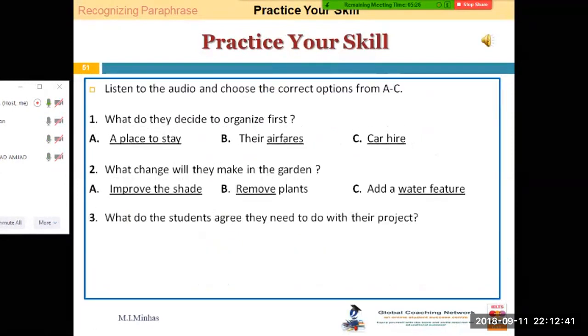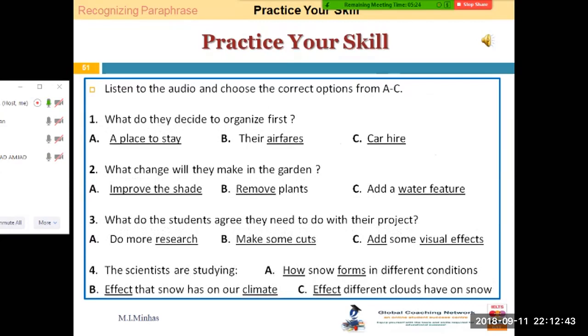So here is an exercise for you. Listen to the audio and choose the correct options. Again, MCQs. Amjad, you will see a lot of MCQs here. Just try to practice all the possible options.